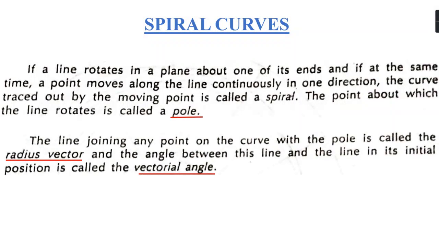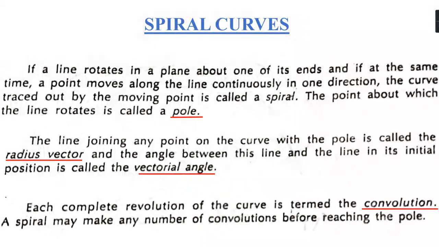The line joining any point on the curve with the pole is called the radius vector, and the angle between this line and the line in its initial position is called the vectorial angle. Each complete revolution of the curve is termed a convolution, and the spiral may make any number of convolutions before reaching the pole.